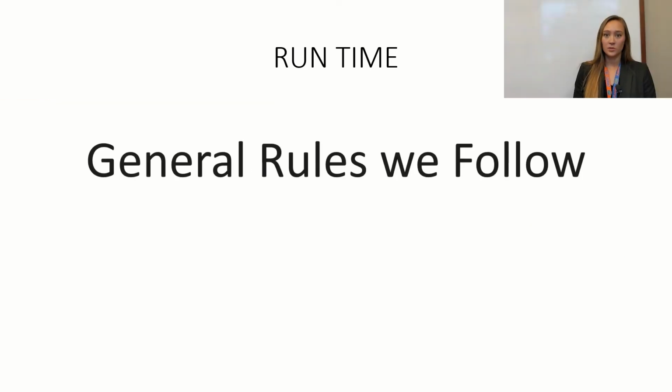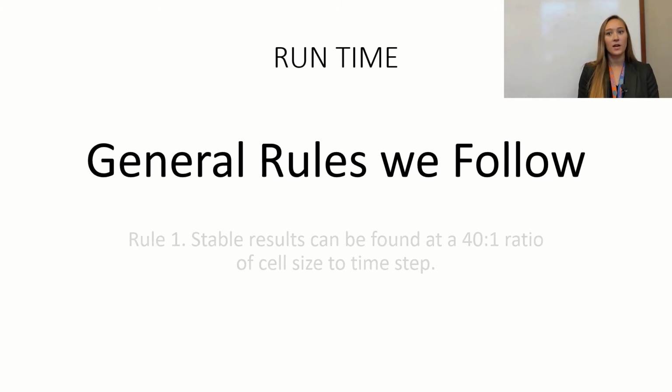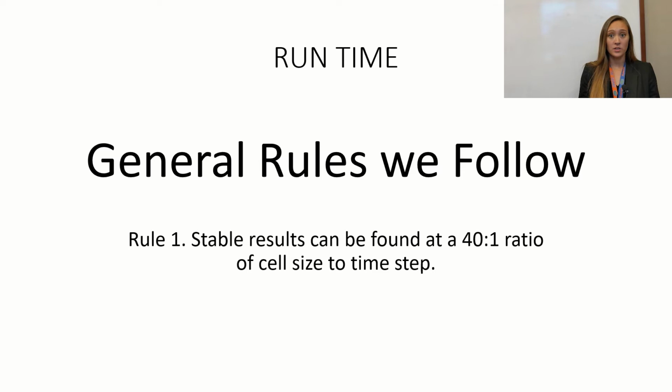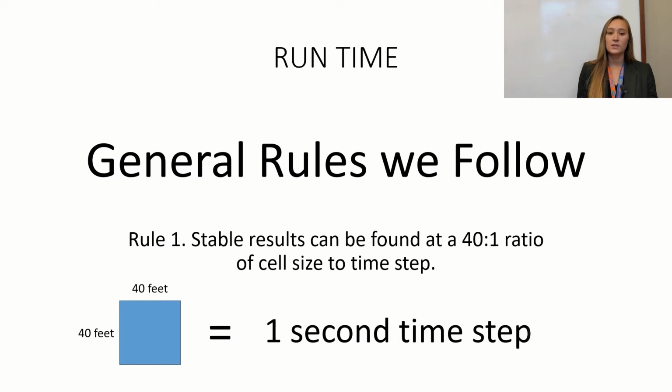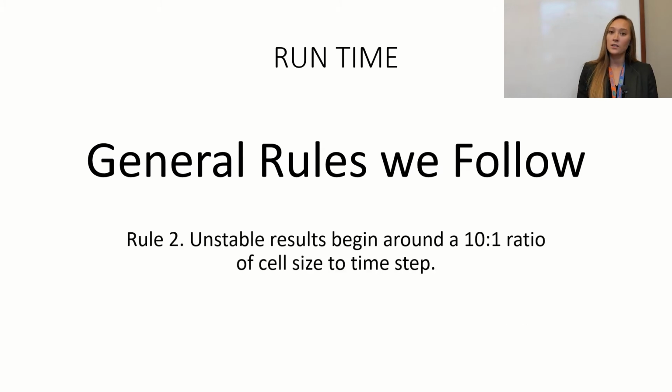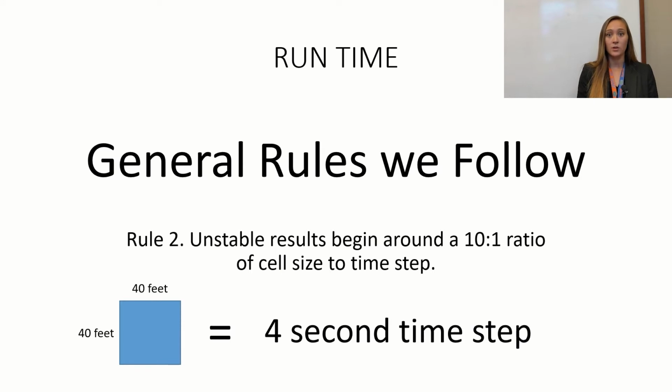Here are some general rules for the time steps we use. Real stable results can be found at a 1:40 ratio, meaning if your mesh element is 40 feet wide by 40 feet, then a 1 second time step will produce a stable result. From our experience, results become unstable around a 1:10 ratio. Using the previous example, this would mean a 4-second time step would be the max you'd go to for a 40-foot mesh element.